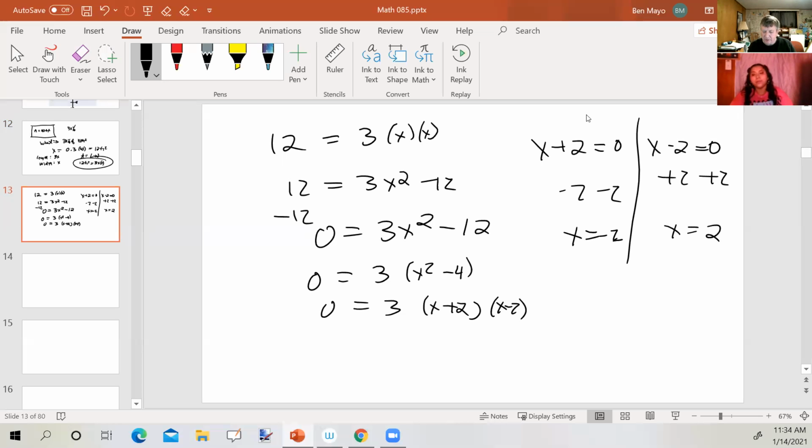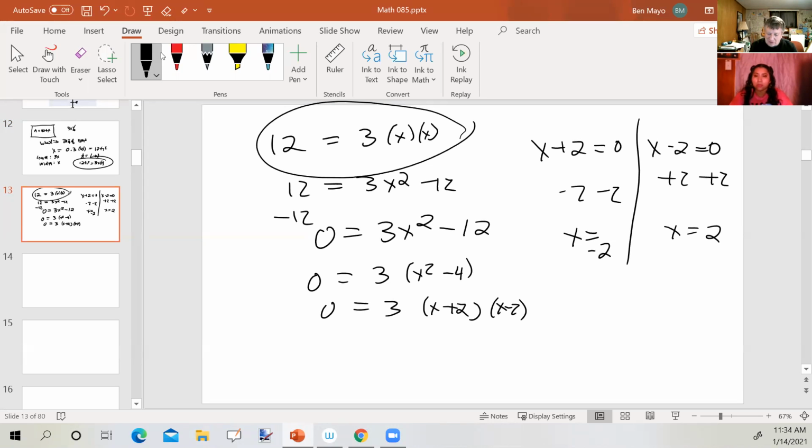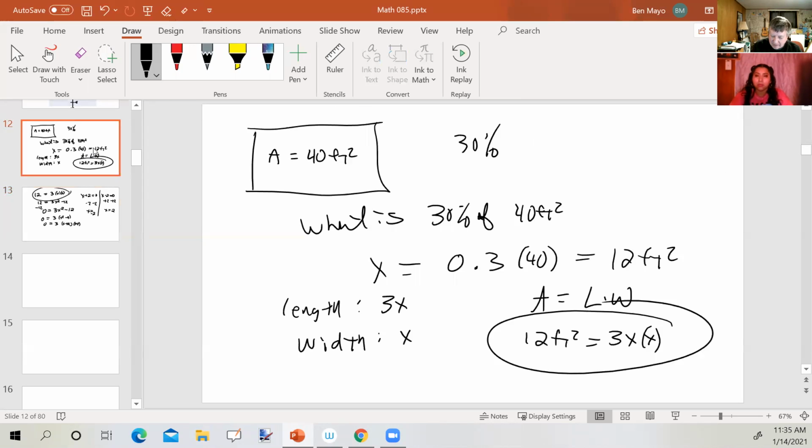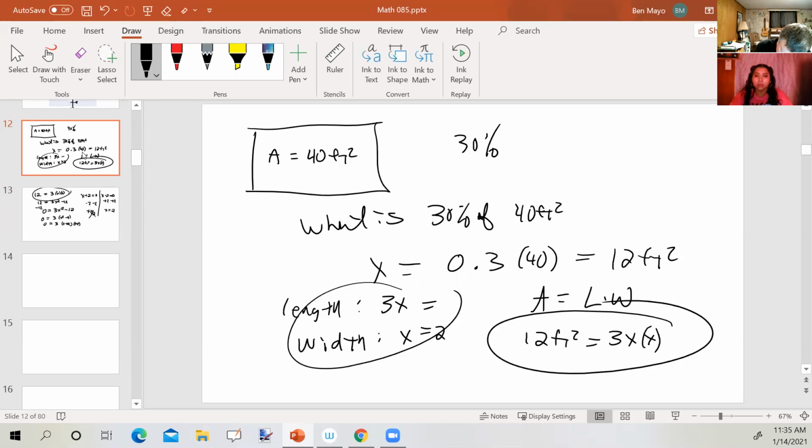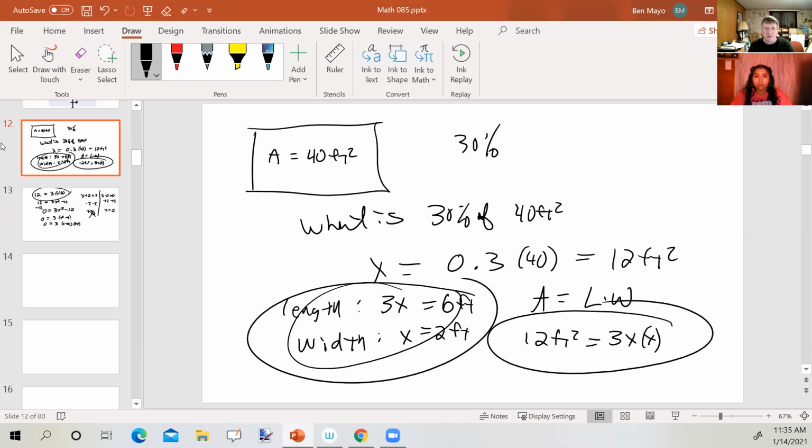So x equals negative 2. Let me write that a little more legibly. x equals negative 2, x equals positive 2. Those are the two solutions to this equation. However, once again, we're looking for lengths and widths, so we wouldn't use the negative answer. So the 2, this would be 2, this would be 3 times 2, which is 6, and that would be feet. So the length is 6 feet, and the width is 2 feet. Any questions on that before we go on to the next problem?